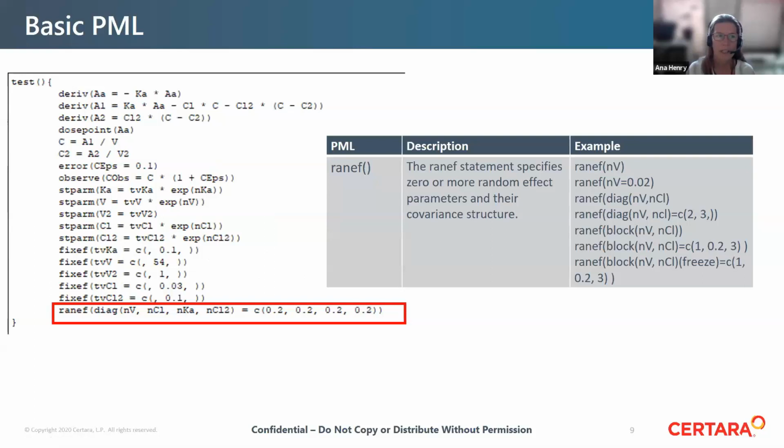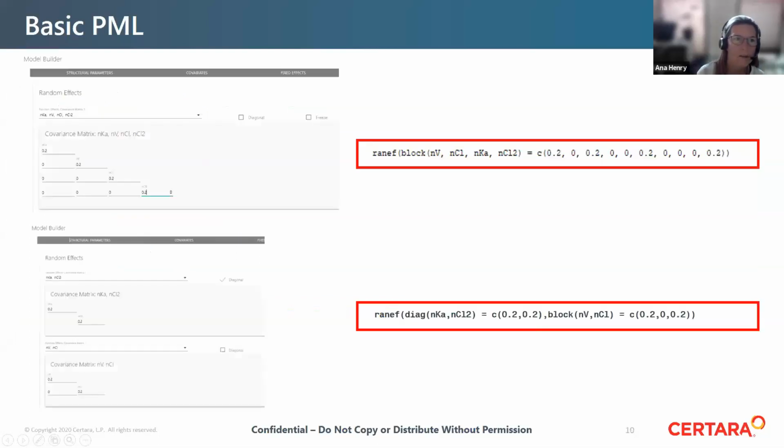And after that, we also have this random effect statement. This is randf. And this is specified if you have the random effect parameters and the covariate structure. So how does it work? It has this randf, and then you would see in these parentheses, you may have a diagonal or you may have a block with those ETAs. So I think it's better if I show you an example with some of the wizards that we saw.